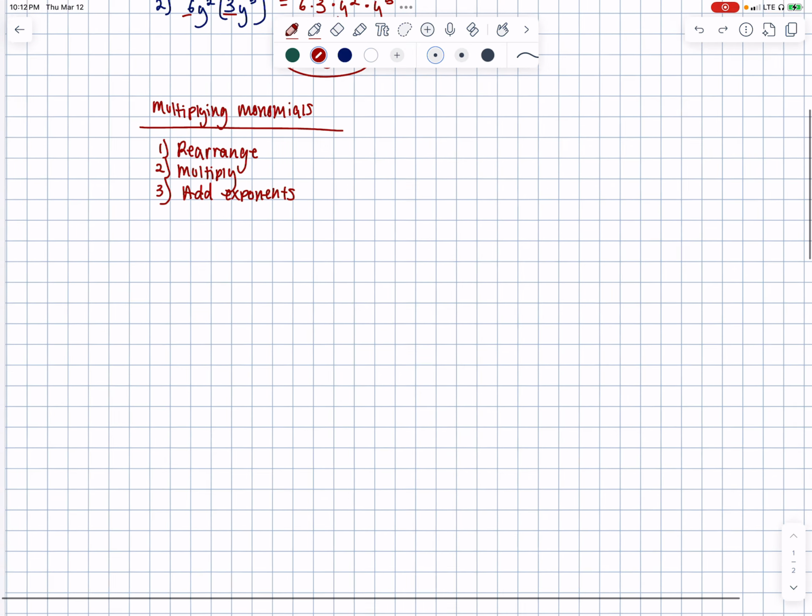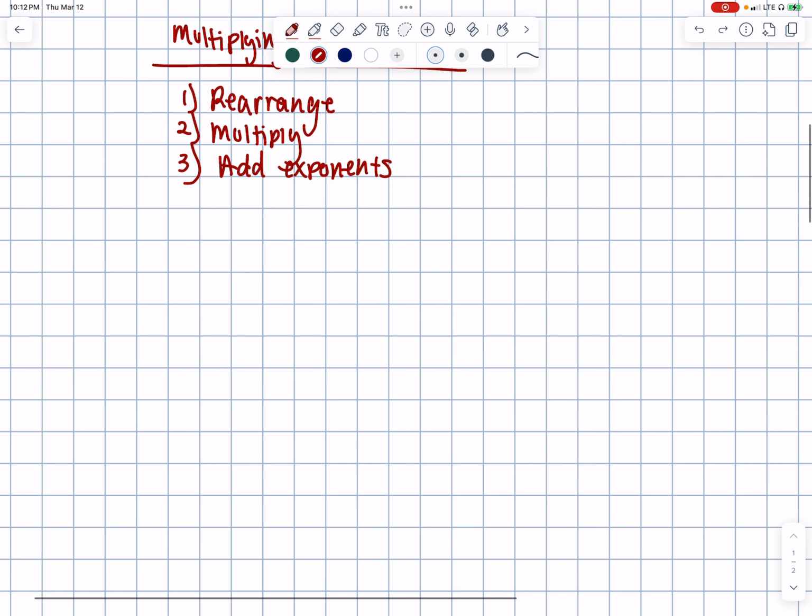Now let's go ahead and go to example number 3: negative x to the 4th power, y times y to the 2nd power, and then multiplied by x to the 3rd power times y.